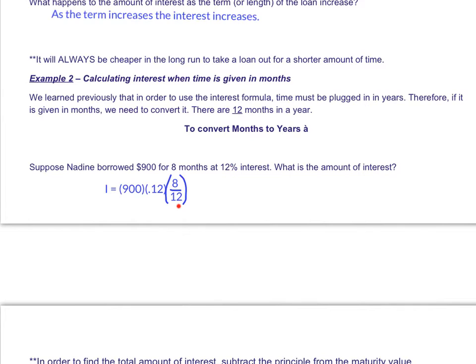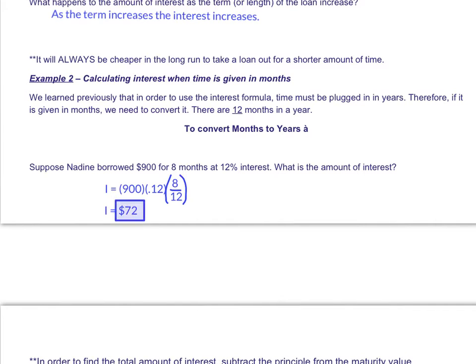You could reduce this if you want, but you can also just leave it like this and put it in your graphing calculator, and you'll get an answer right from your calculator. It'll do order of operations for you and reduce the fraction and all of that, so you don't have to worry about making an error in any of that. When we do that, we get the interest that is $72.